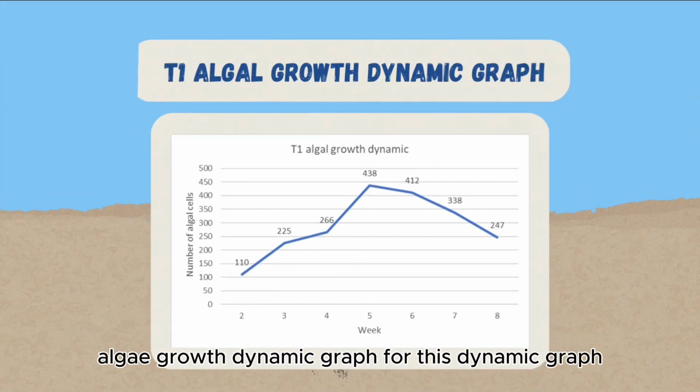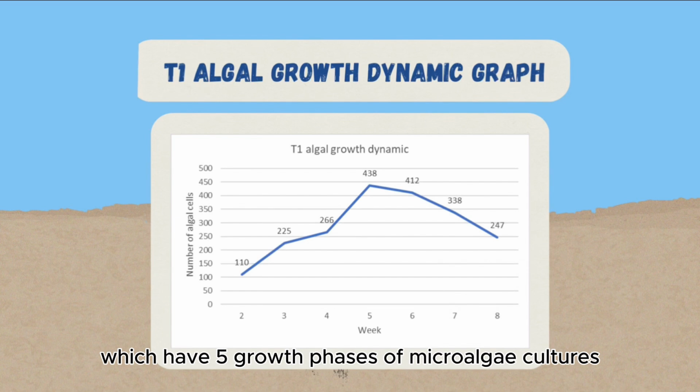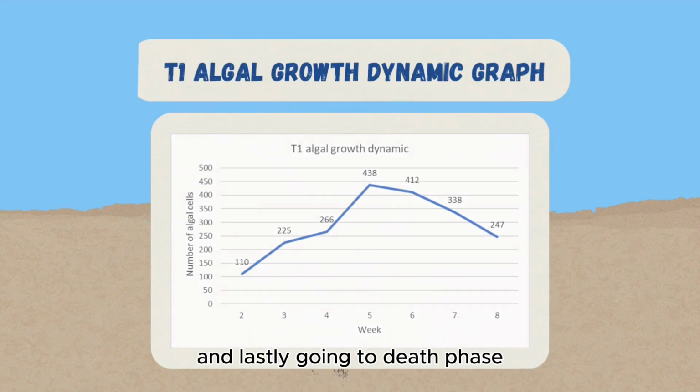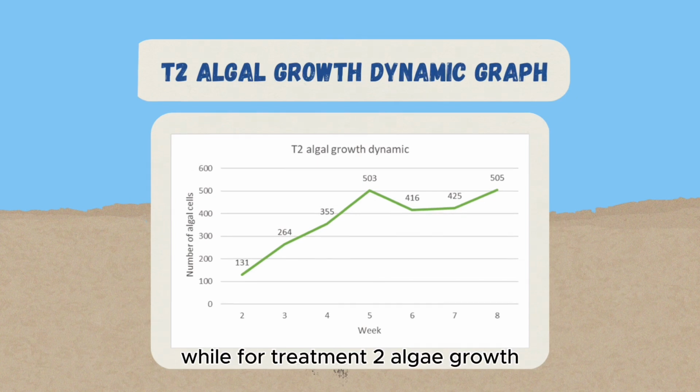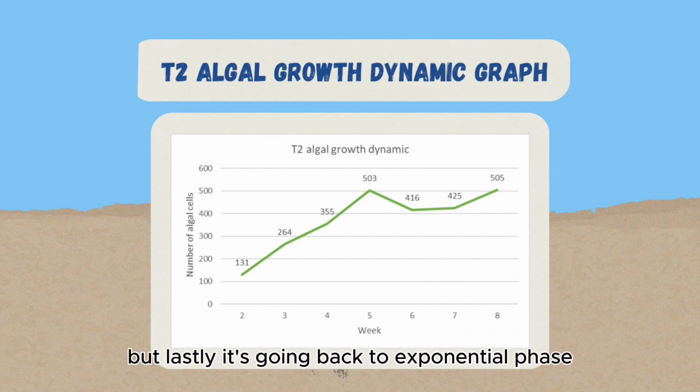Algae growth dynamic graph. For this dynamic graph, we didn't get a dynamic graph like in the notes given, which have 5 growth phases of microalgae cultures. For treatment 1, the algae growth dynamic graph is going from induction phase, then going to exponential phase, and lastly going to death phase. While for treatment 2, the algae growth dynamic graph is going from induction phase, then going to exponential phase, then going to death phase, but lastly, it's going back to exponential phase.